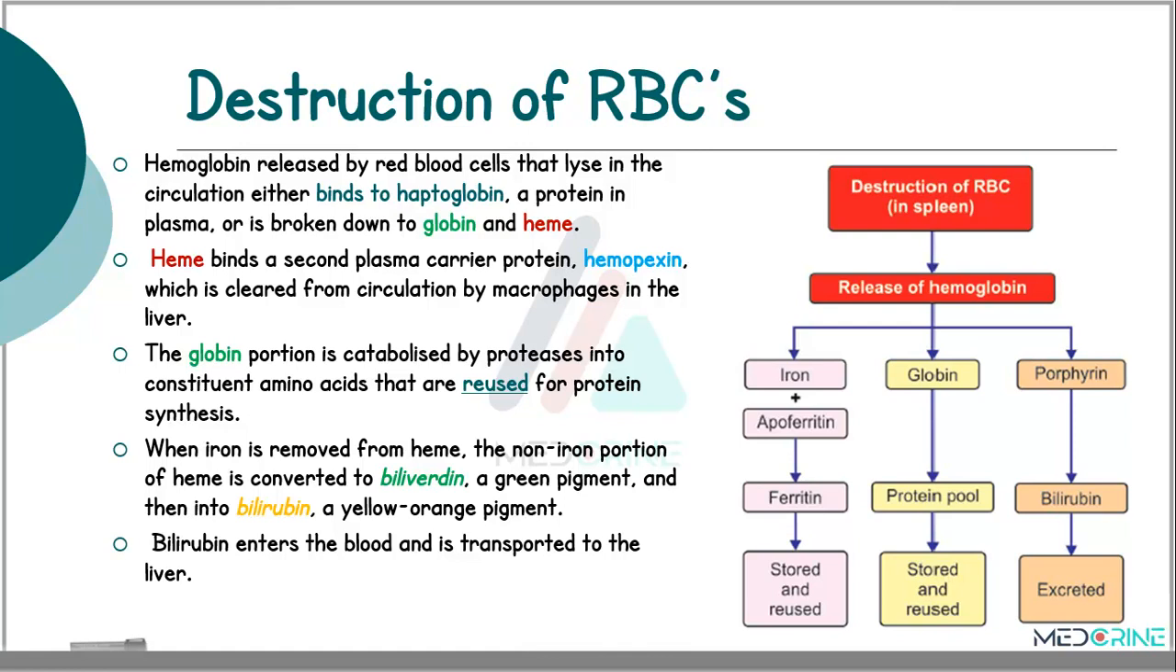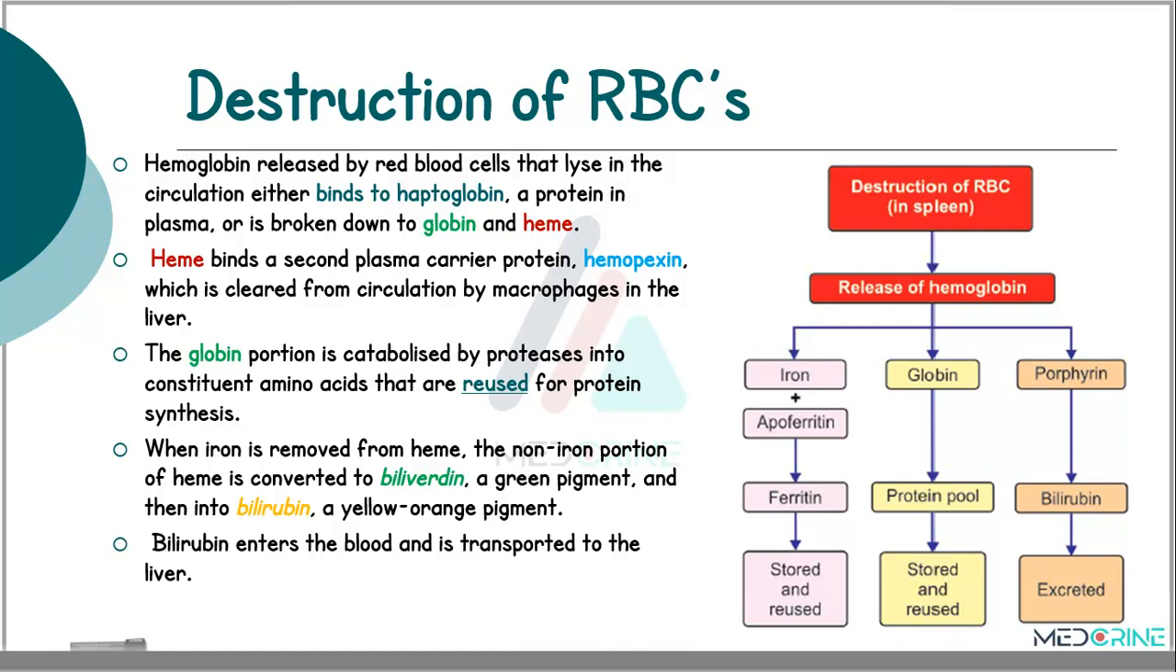When the red blood cells have been broken down, they will release hemoglobin. And this hemoglobin either binds to haptoglobin, which is a protein in the plasma, or it can be broken down into two components, which are globin and the heme. The heme binds to a second plasma carrier protein known as hemopexin. This hemopexin is then cleared from the circulation by macrophages in the liver.